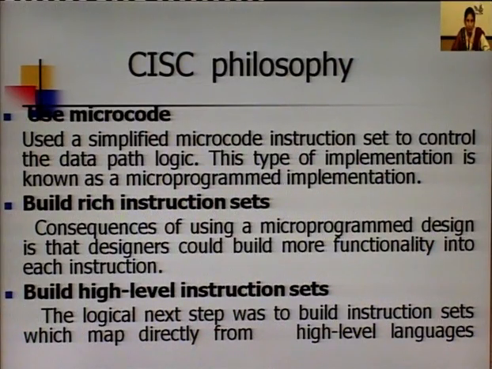CISC philosophy: use microcodes. CISC computers always use microcodes. Use a simplified microcode instruction set to control data path logic. Data path logic means the flow of data from the starting, taking data, processing that data and producing the output, that is known as information. All that flow of data from start to end is known as data path logic. This type of implementation is known as microprogrammed implementation. That is, microprogramming means those codes are implemented using the microcode instruction set to control the flow of data.